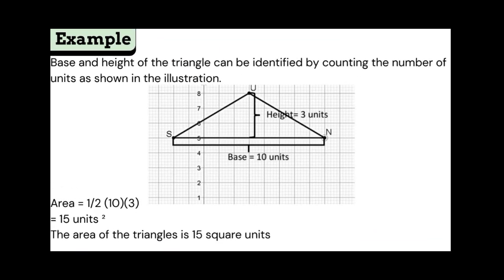So next, solve the area of the triangle. The area of the triangle is 1/2 times 10 times 3, which is equal to 15 square units. The area of the triangle is 15 square units.